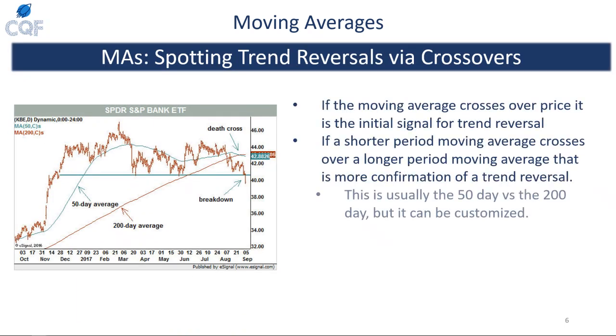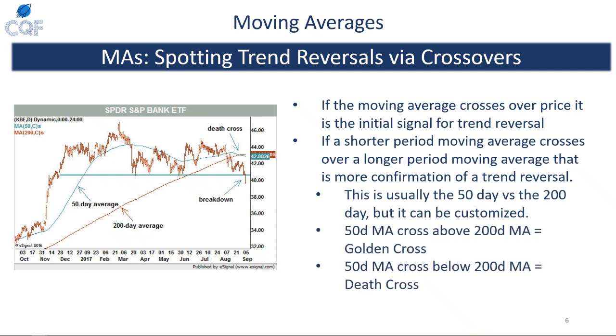A little bit more complex are crossovers, which primarily try to spot trend reversals. So the first stage of a crossover is if the moving average crosses over price. This is the first thing that's going to happen. That's the initial signal for a trend reversal. Now, if a shorter period moving average, maybe a 50-day moving average, crosses over a longer term one, a 200-day moving average, that's a confirmation of that trend reversal. So first, it's going to cross over the price, and second, you're going to have moving averages begin to cross over each other, and that's the confirmation.